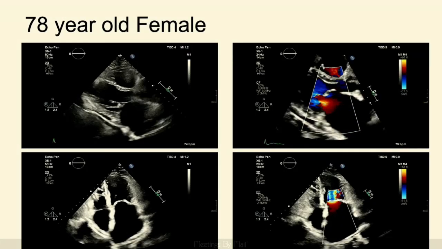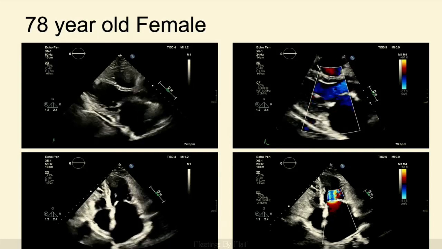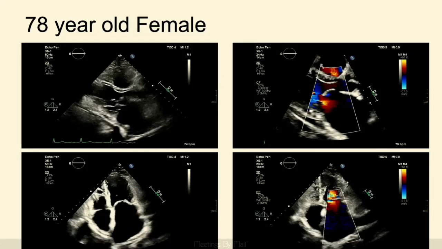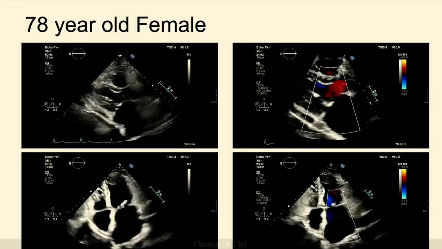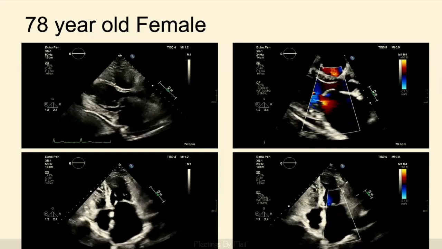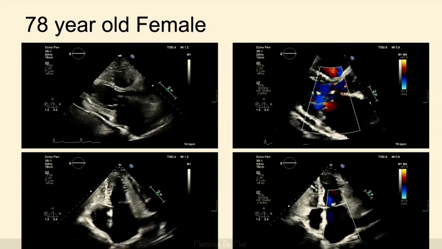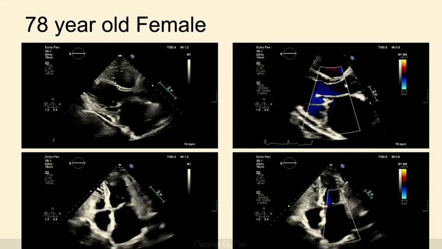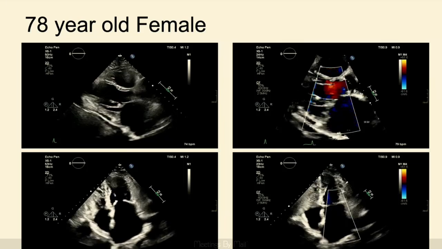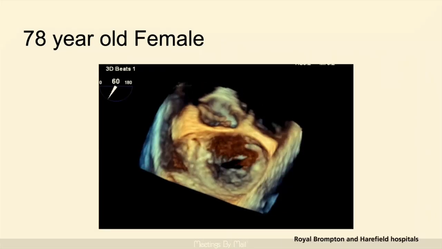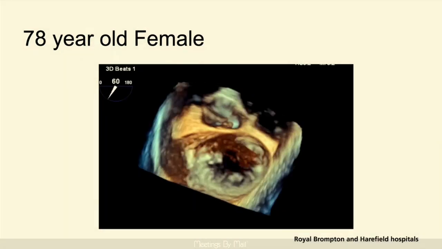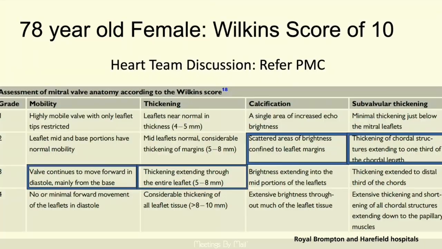So I'd like to present a case. This is a 78-year-old lady who's got mitral valve stenosis. You can see the hockey stick anterior leaflet motion, and the high velocity during diastole in this patient who's got severe mitral valve stenosis. So this is what their TOE looks like. We scored their Wilkins score as being 10.